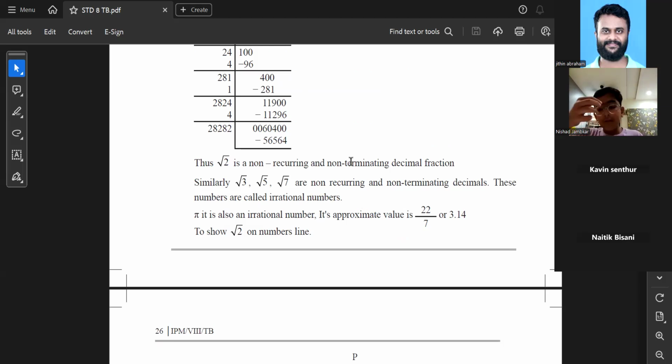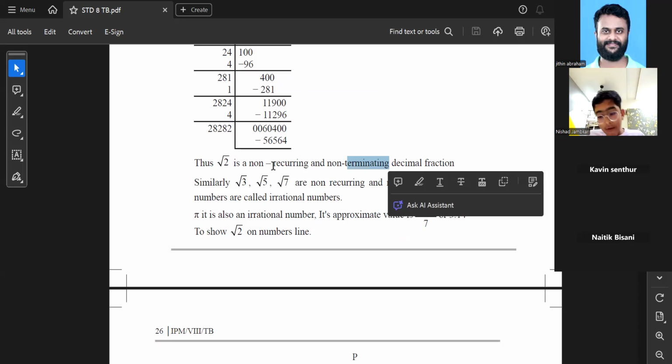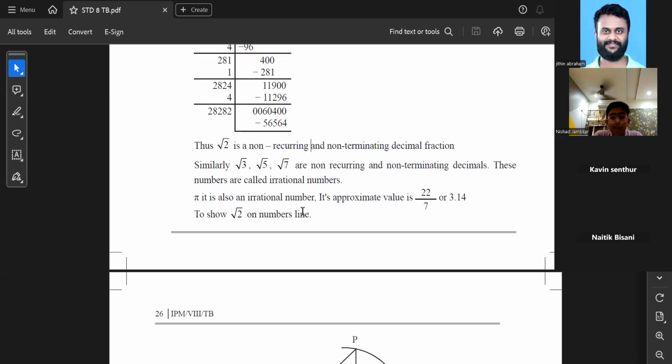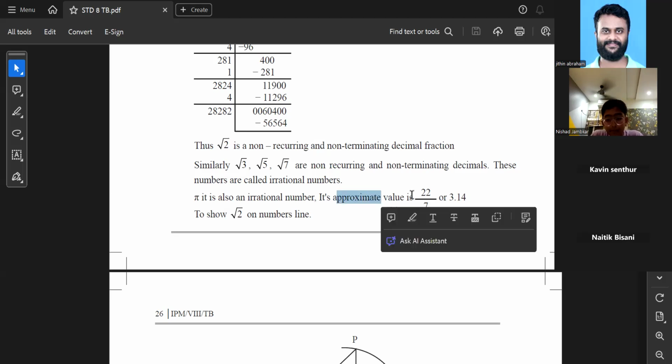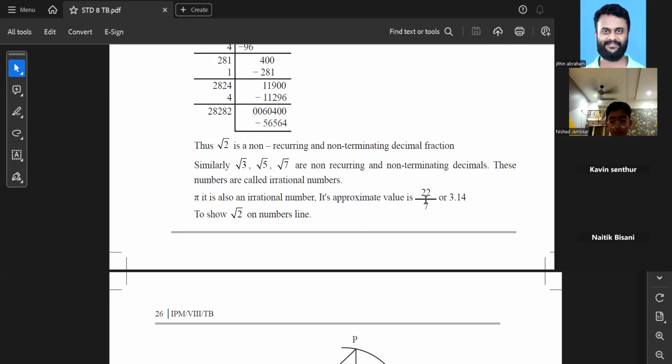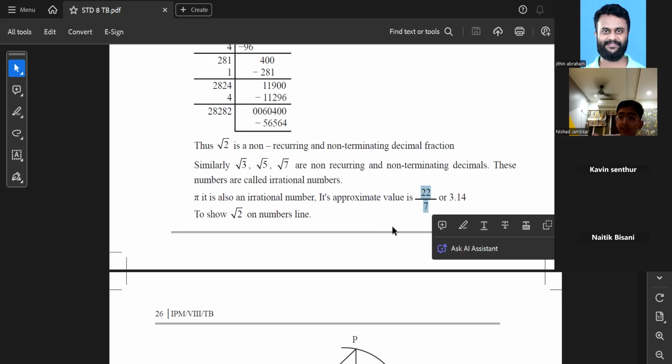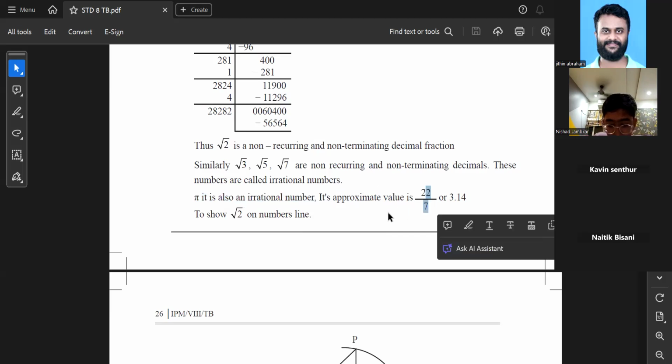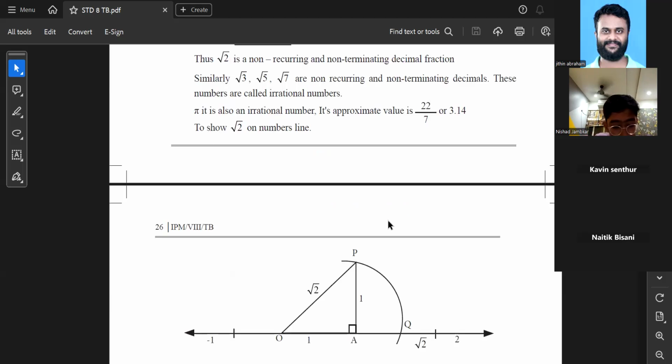So there are two questions about a decimal number: first, whether it is terminating or not; second, whether it is recurring or not. Now, pi is an irrational number. Why? It is approximately equal to 22 by 7, so you should focus on the word approximate. Pi is not exactly equal to 22 by 7. The exact value of pi is not 22 by 7. Therefore, we say that pi is an irrational number.